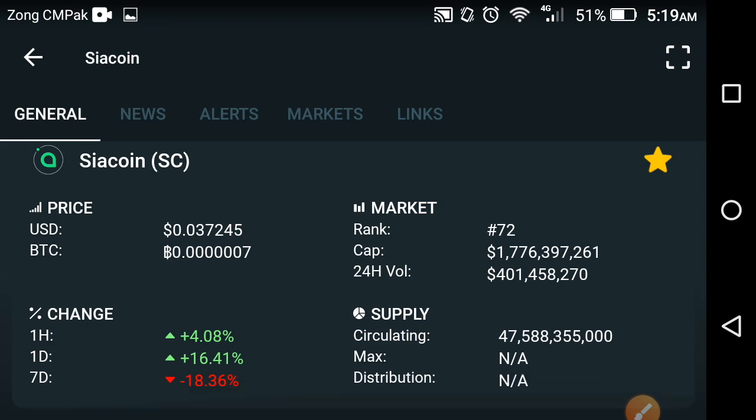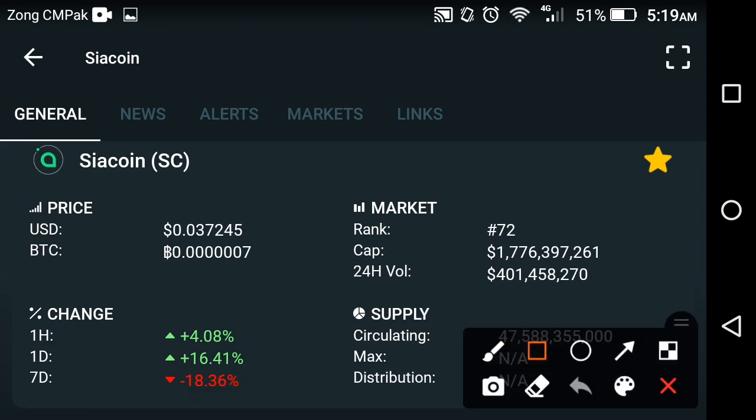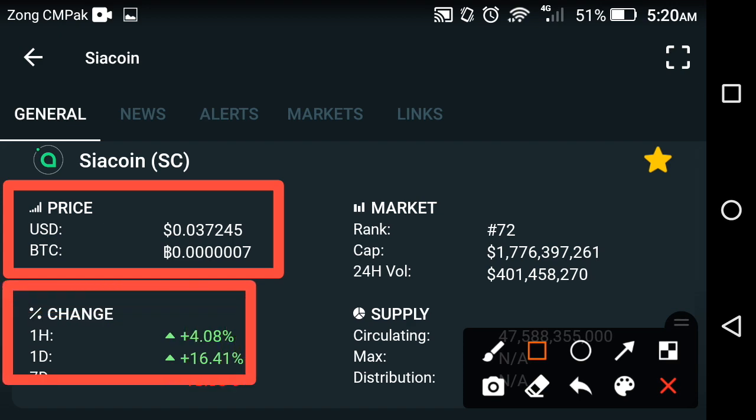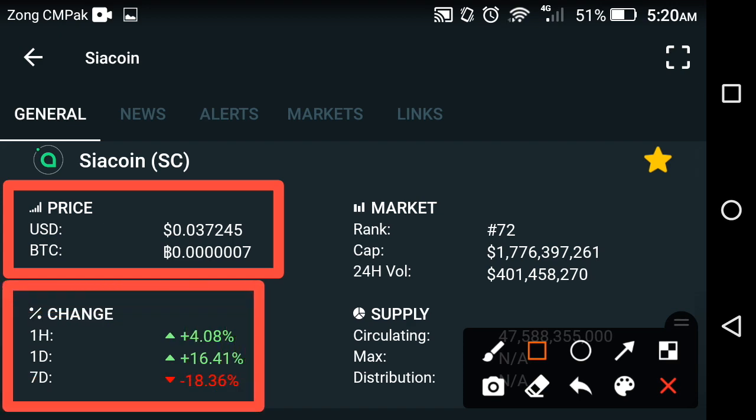Now friends, if we talk about SiaCoin, the current price is about 0.037245 USD. And if we talk about the changes in SiaCoin, the last 1 hour change is positive, the last 1 day change is also positive. Unfortunately, the last 1 week change is negative, friends.